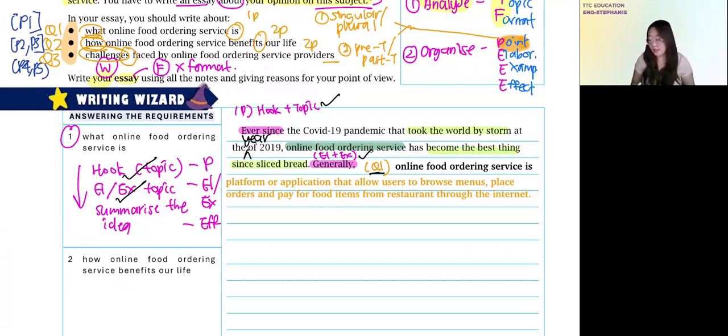Now summarize the idea. So summarize the idea basically is briefly mention your Q2 and Q3 so that the reader will be able to know, by just reading your introduction, what your following essay will be about. Okay, sorry. So that's that. So summarize the idea, roughly mention your Q2 and Q3.